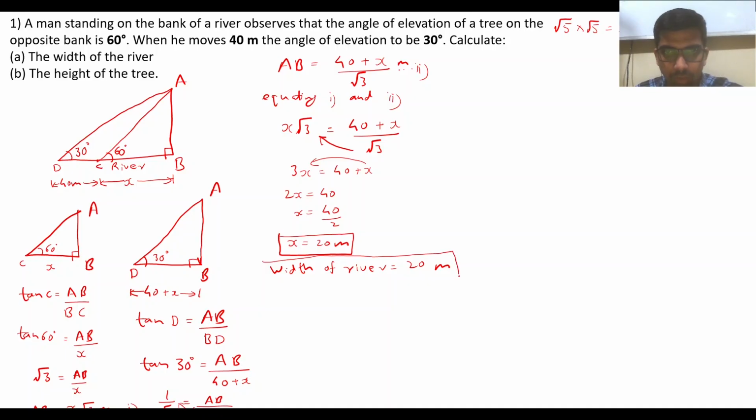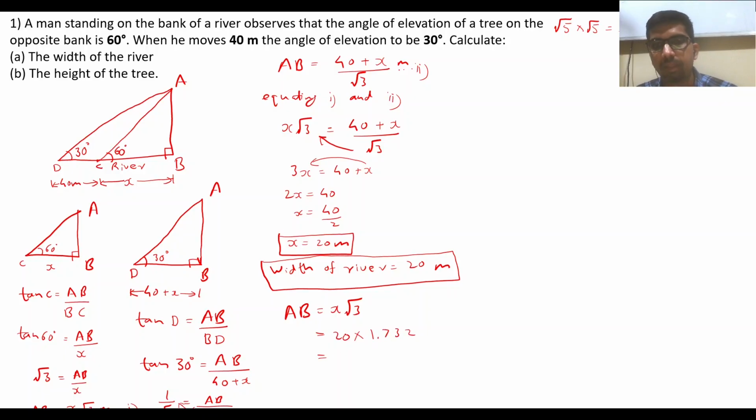We have to find the height of the tree. Tree height is what? AB. Now see, AB is x into root 3 and AB is 40 plus x upon root 3. Simple कौन सा है? AB is x root 3. Always go for the simple term. AB is x root 3. X की value is 20. Root 3 is 1.732. Same technique which I taught you. There's 0 over here. There's a decimal over here. Remove the 0 and shift decimal 1 place towards right. So this will be 2 into 17.32.